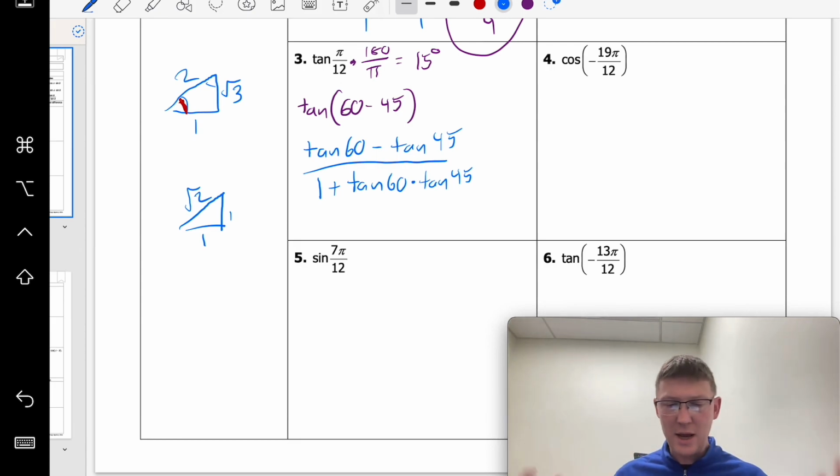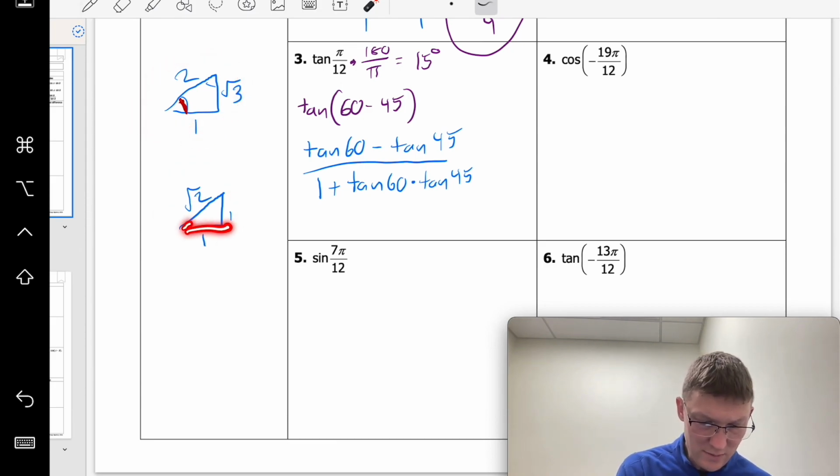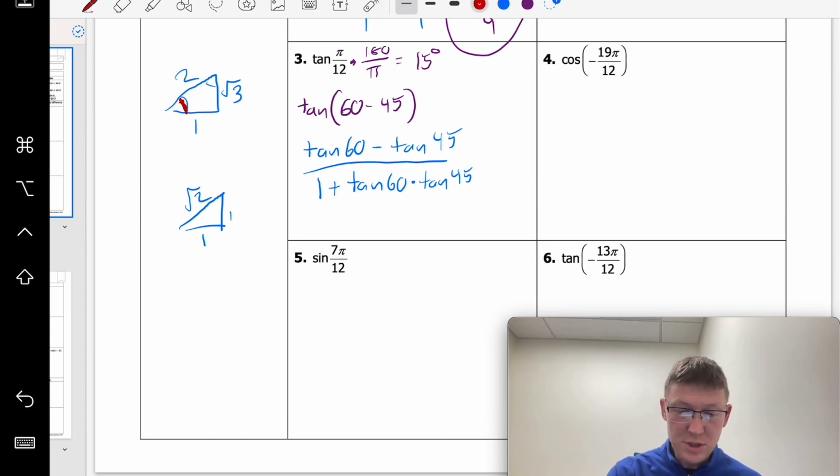So I'm checking negative signs because I made that mistake already. Both of these are in quadrant 1, which means that this is positive, that's positive, that's positive. Everything is positive. Great. I love that. That means I don't have to worry about that. So now we're just going to go through and evaluate the stuff that we know.